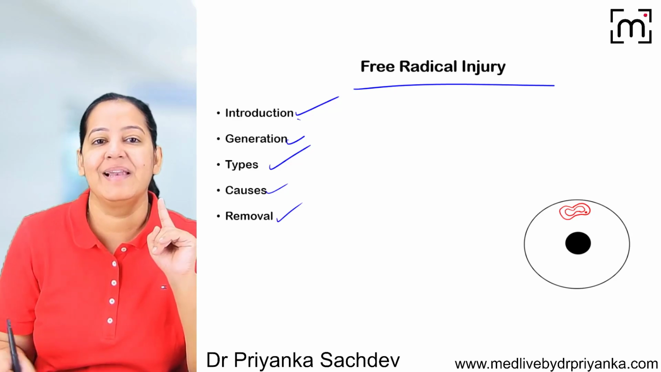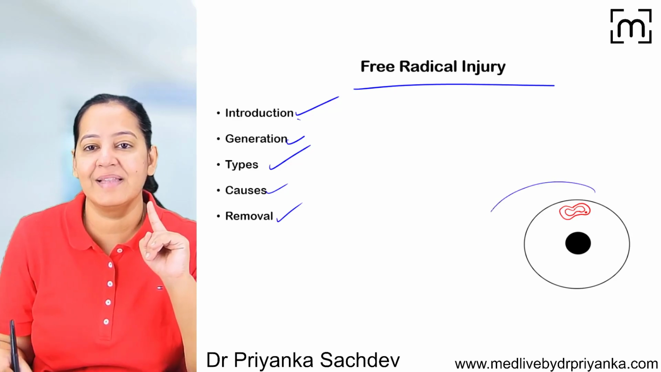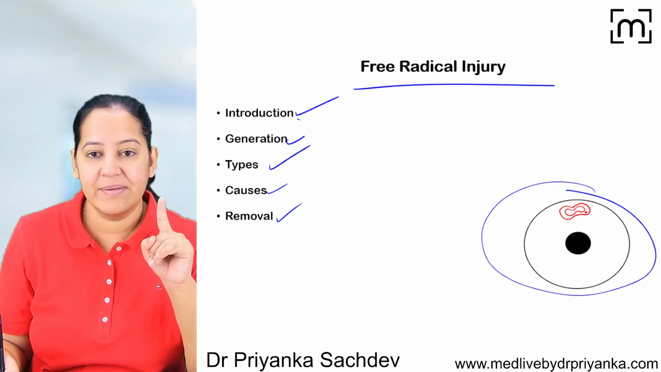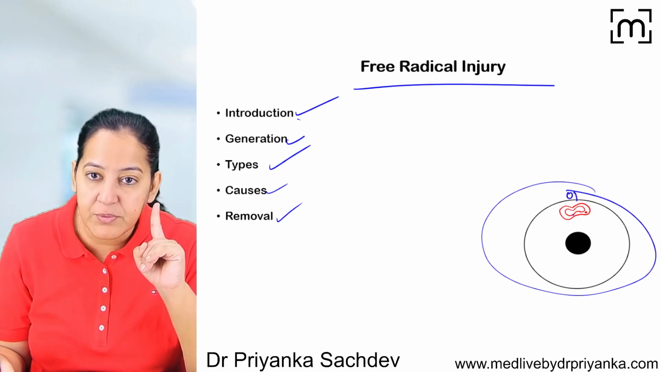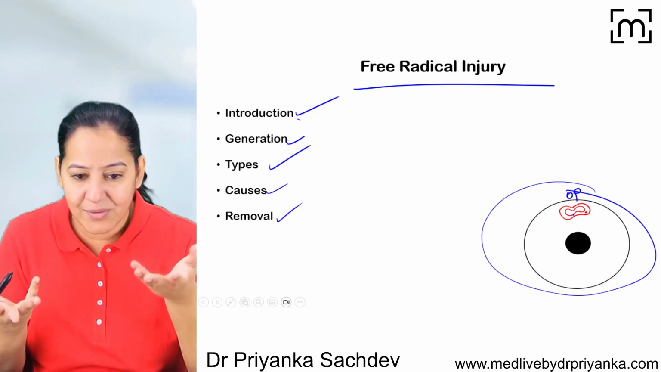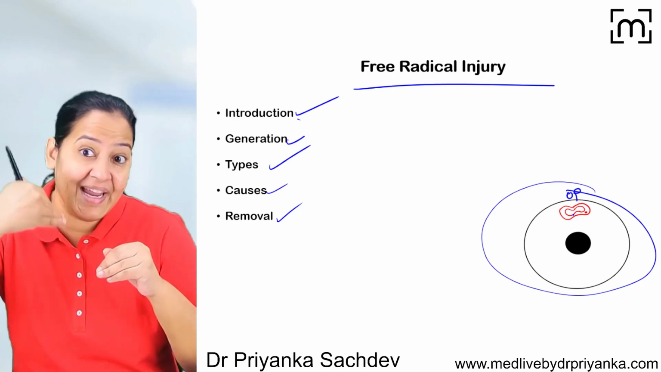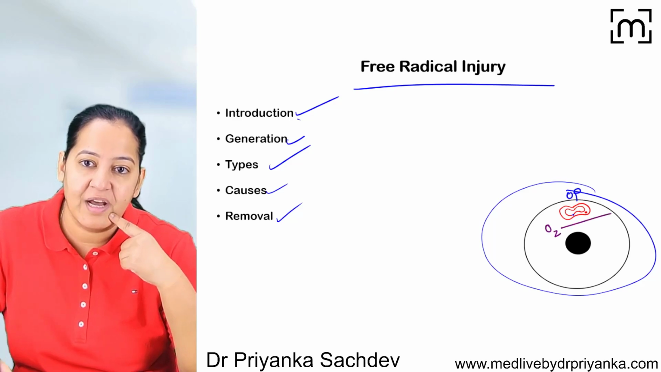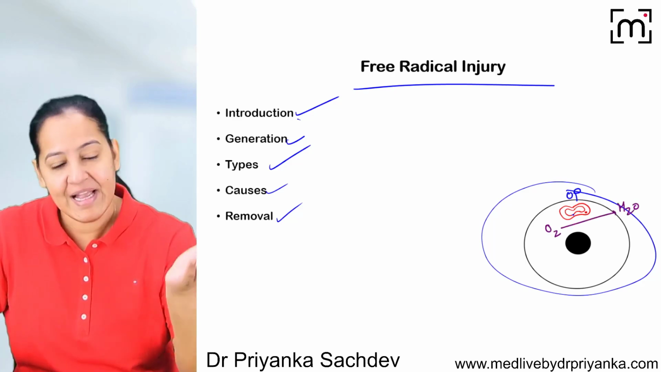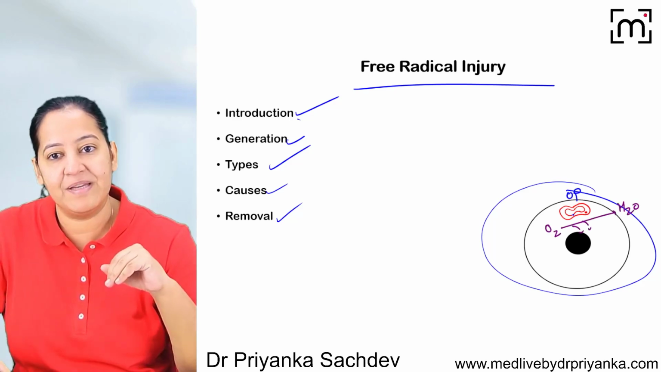So can you see the cell? Inside the cell, this is the mitochondria. Now inside the mitochondria, what happens? I told you inside the mitochondria, oxidative phosphorylation takes place. You'll remember, oxidative phosphorylation takes place on the inner membrane of the mitochondria. What does it mean? Here the oxygen gets converted to water, and meanwhile ATPs are formed. Multiple ATPs are formed here.